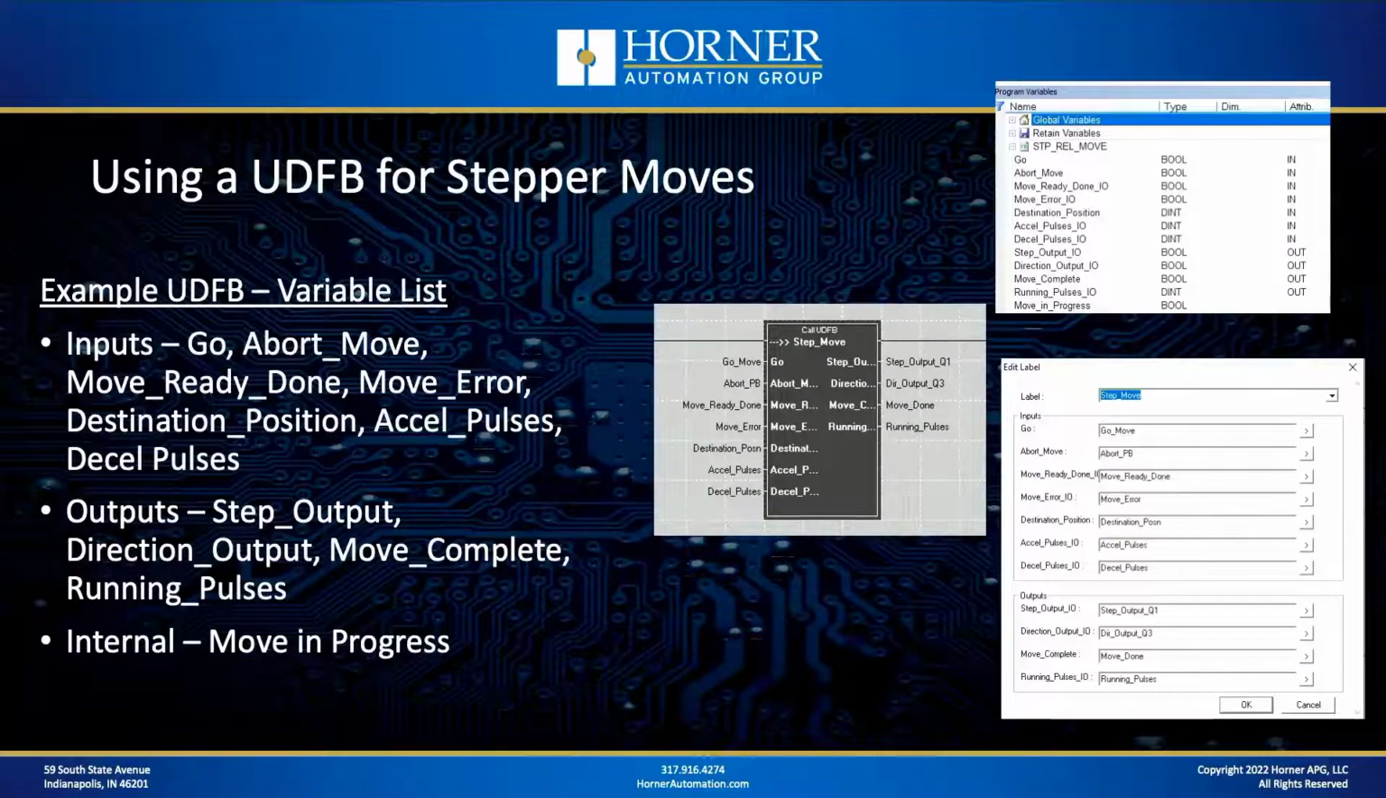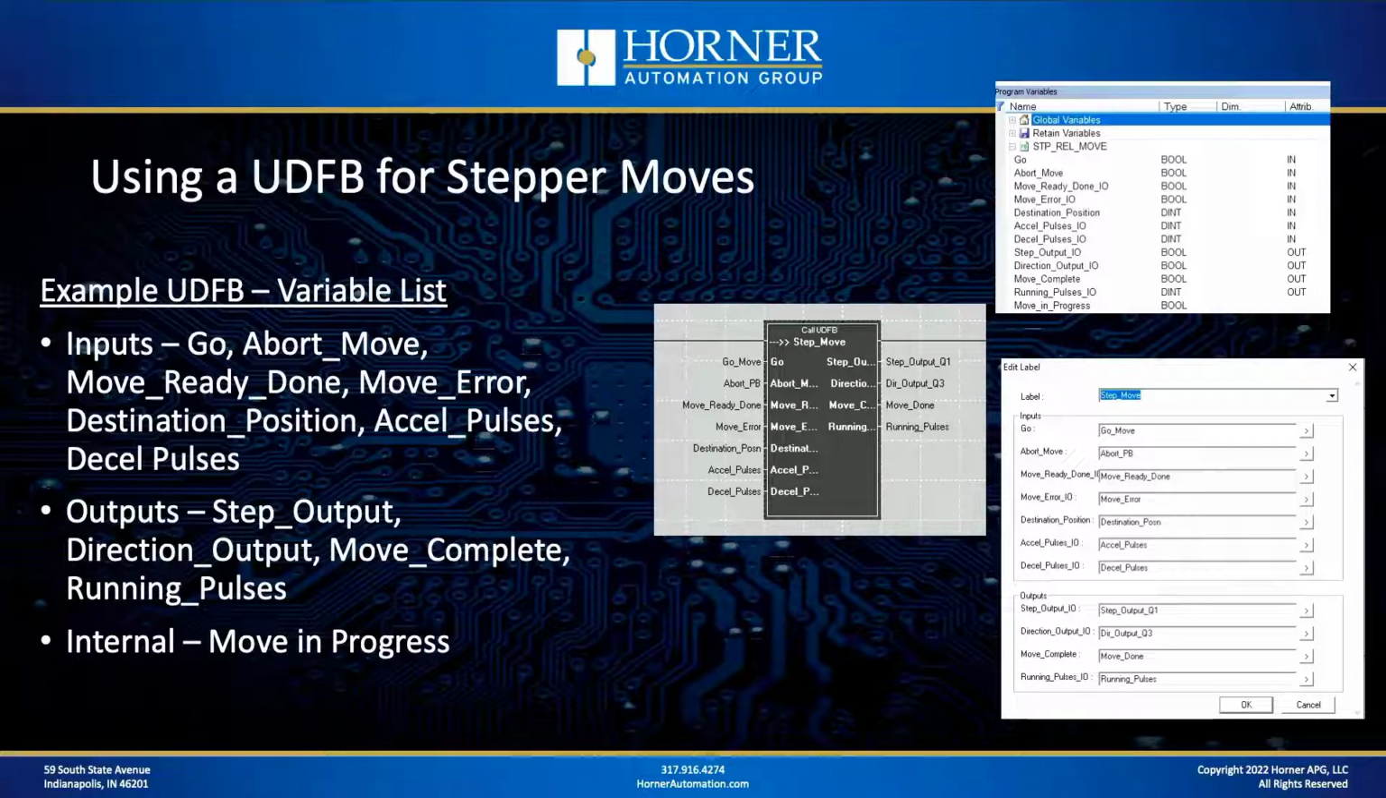So here are the variables that I'm going to put together for my user-defined function block. On the input side, I'm going to have my go bit that initiates motion. I'm going to have an abort move bit as an input because I want to be able to stop things midstream if necessary. So that's what that abort move will be used for.